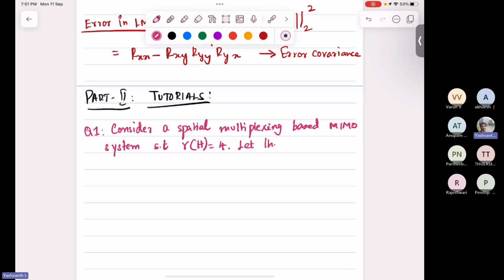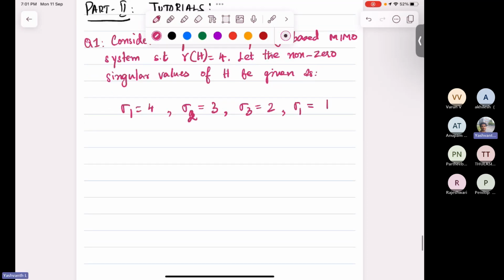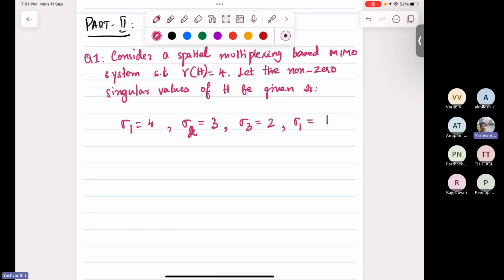Let the non-zero singular values of H be given as sigma 1 equal to 4, sigma 2 equal to 3, sigma 3 equal to 2, and sigma 4 equal to 1. Okay, so I have given you, there are four streams. That means this is a spatial multiplexing system with 4 streams, and I've given you the singular values, that is the channel gain of each of the streams.